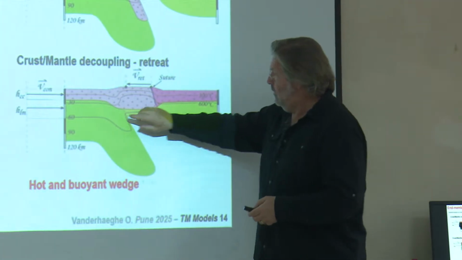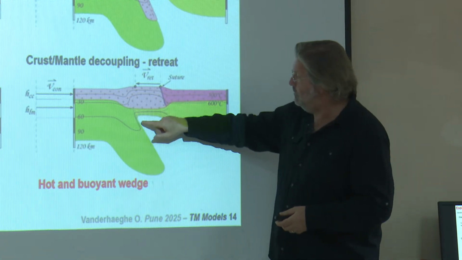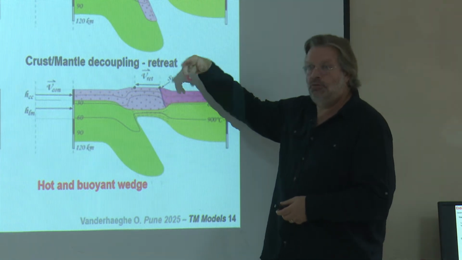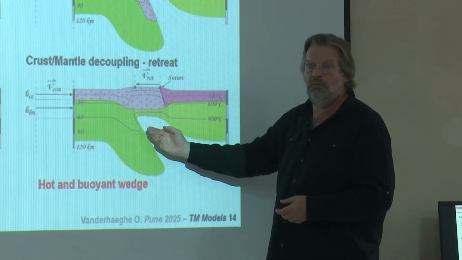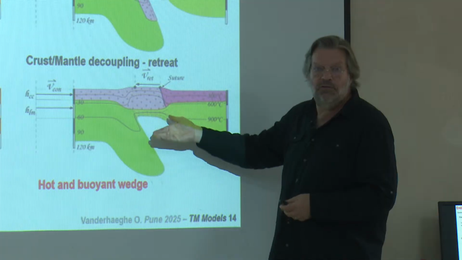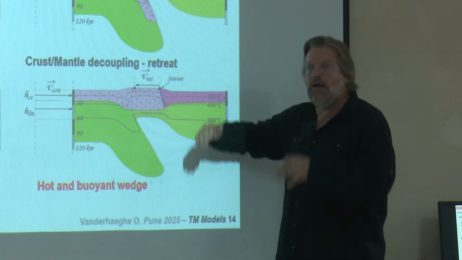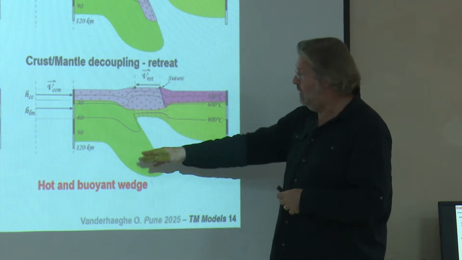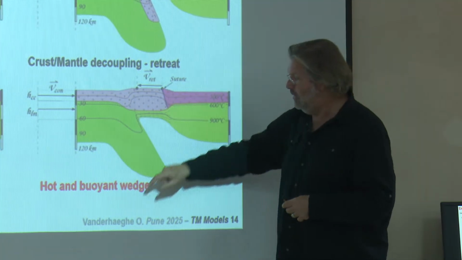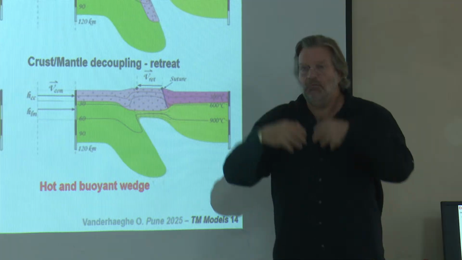And all the parameters are converging towards hot, because you have thick crust producing heat by radiogenic decay, thin lithospheric mantle, so a thin conductive insulator, and thick crust, so high topography. So everything is joined to have a hot and buoyant wedge. And it only waits for something to collapse.